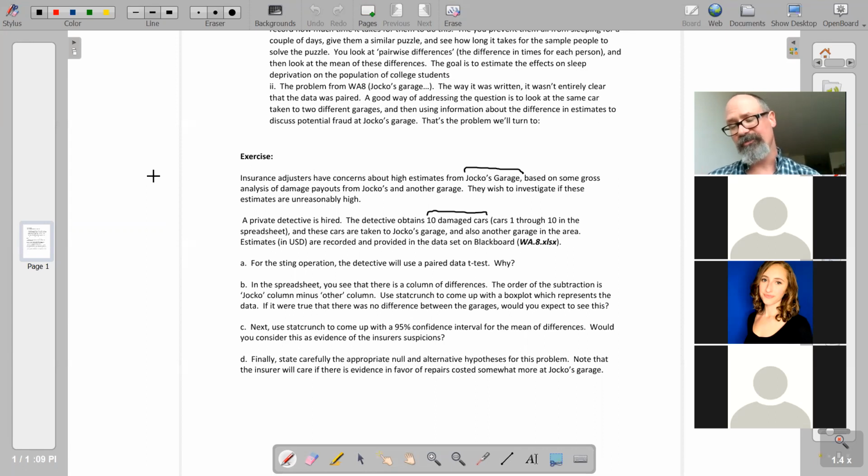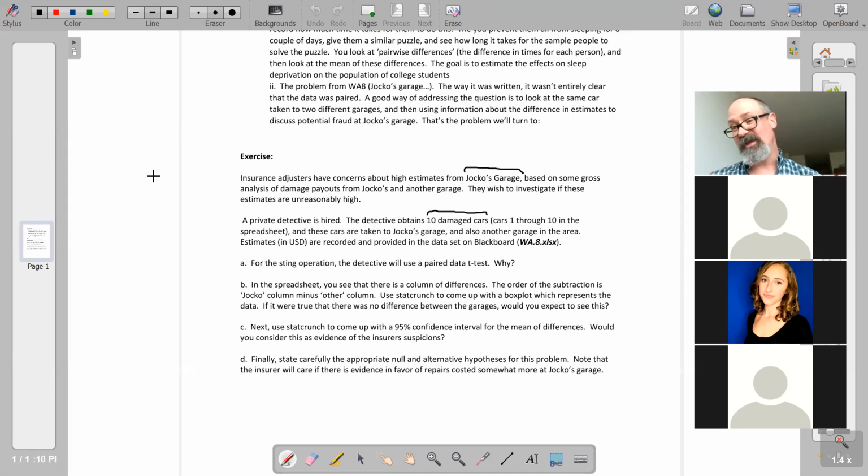say, 10 cars. And you take a car and you take it to Jocko's garage. And Jocko, I guess the proprietor of the institution, gives you an estimate for what it would take to get the car fixed. Then you take that same car to another garage and you get an estimate from whoever runs that garage. So you're keeping that other garage as the same garage, and you also have Jocko's garage to consider. Since it's the same car that you're taking to both garages, it makes sense to consider the difference in estimates.